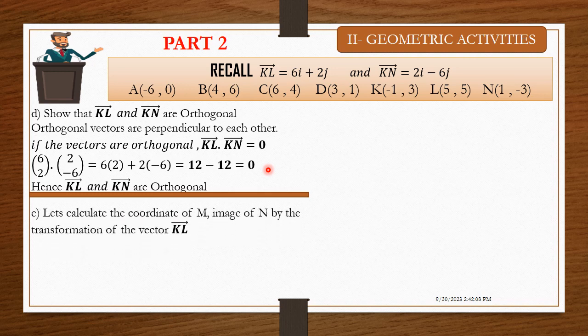Next, let's calculate the coordinates of M, the image of N, by the transformation of the vector KL. What is the meaning of this? It means that M is the image of N under the transformation of vector KL. The vector KL transforms the point N to a certain point M, and we are looking for that M. So we are going to look for the image of N under this transformation vector, and it is going to give us M.